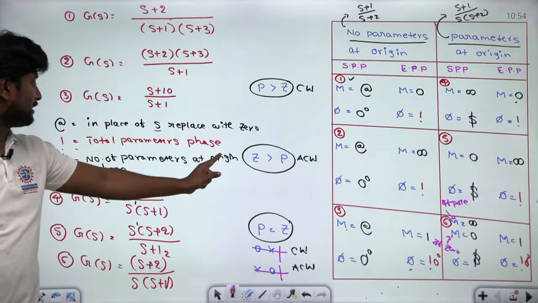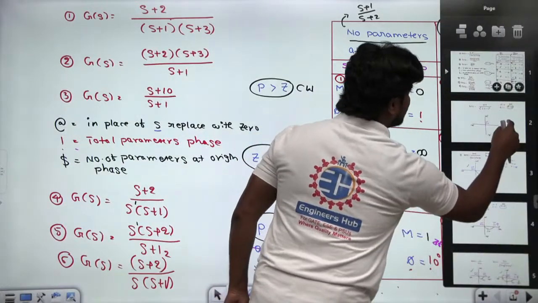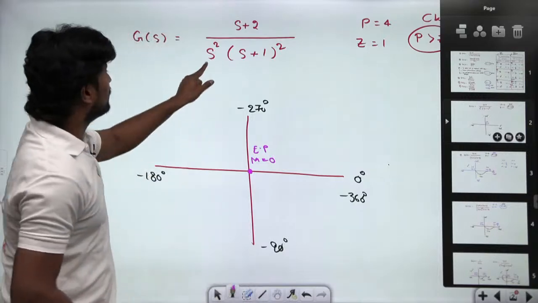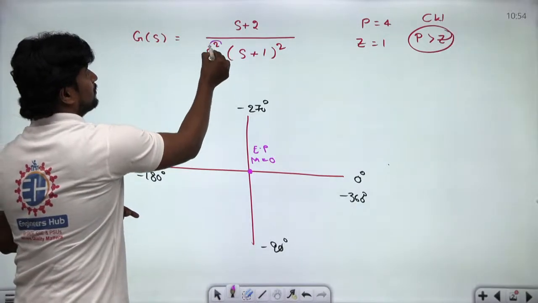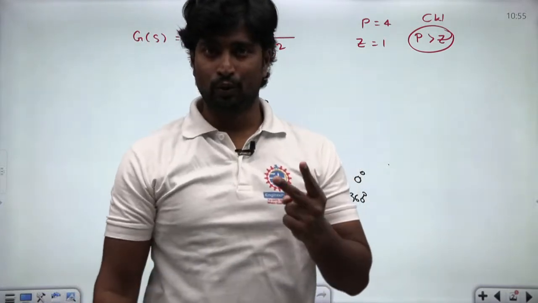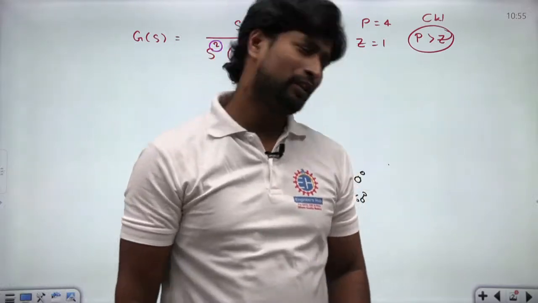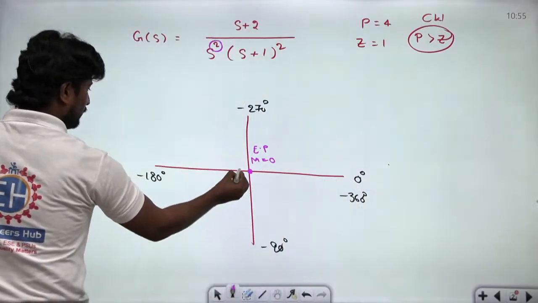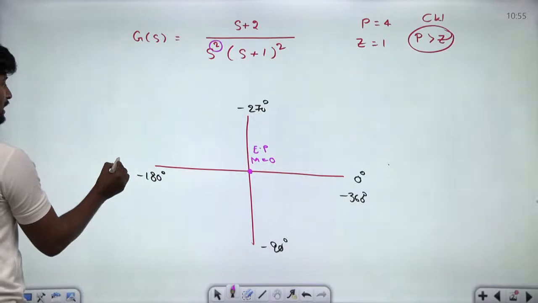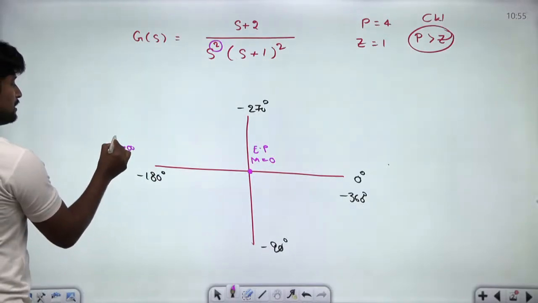Number of poles at origin. Guys, tell me, how many poles at origin? 2. Two poles means minimum phase equals how much? Minus 180. There is no doubt. It will start from minus 180 and magnitude equals infinity. So this is the starting point.